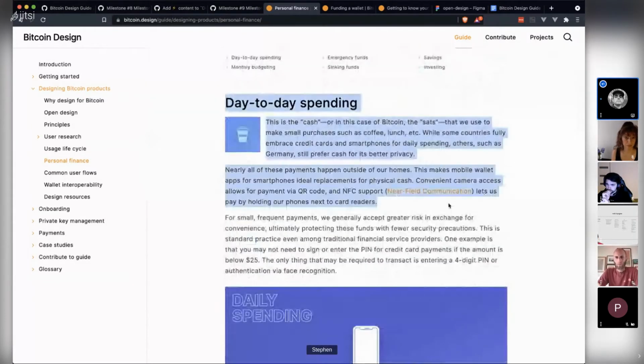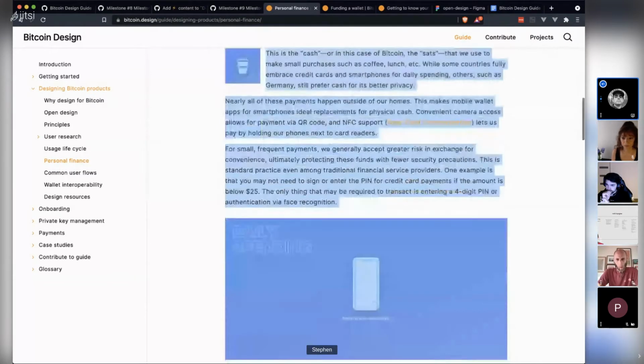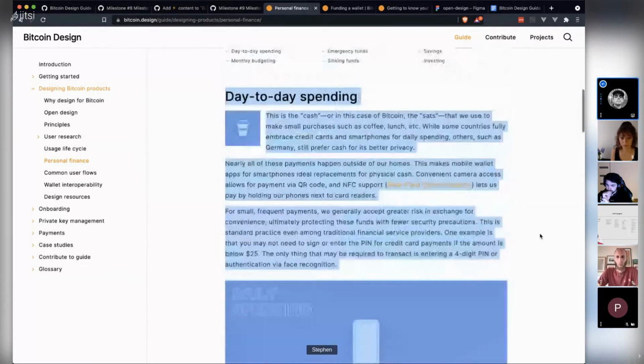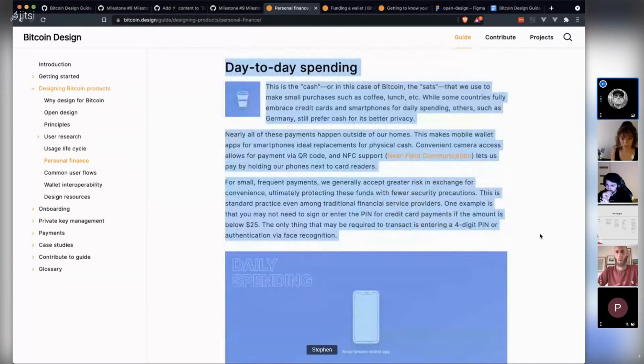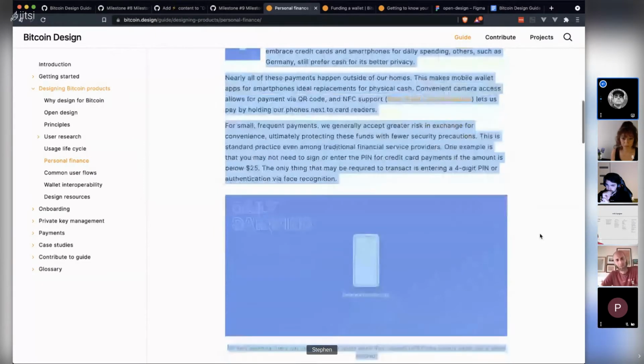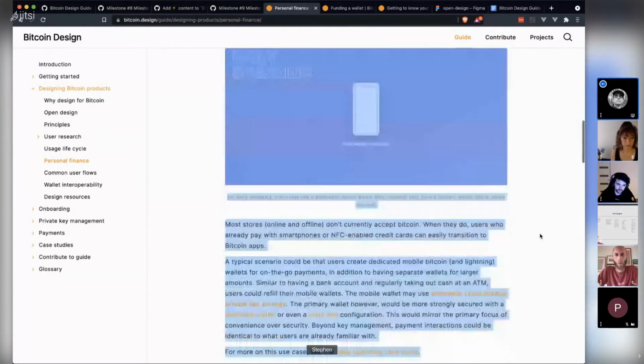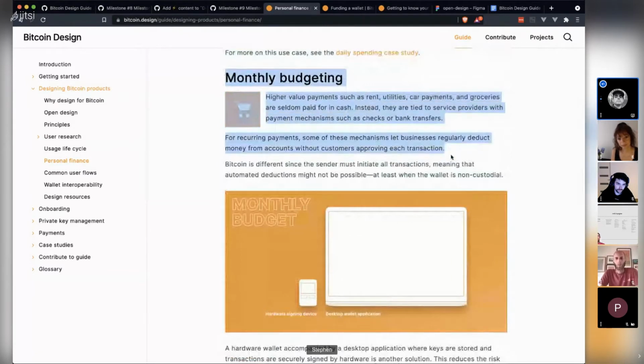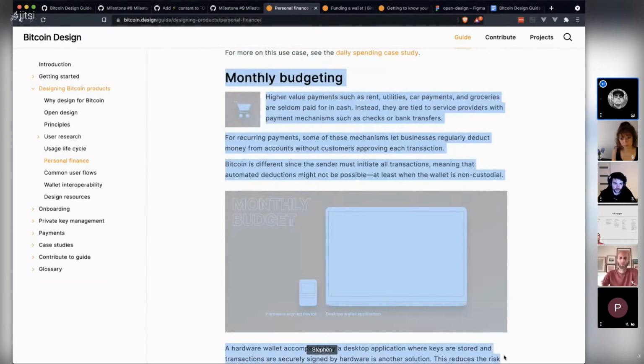So initially, we were talking about just updating this section right here, the day-to-day spending, thinking that this would essentially become a mobile Lightning wallet, and the user would go around and pay for things with their Lightning wallet. I'm trying to review this section now on monthly budgeting, because I really feel like this, in a kind of future scenario, is going to be Lightning as well.